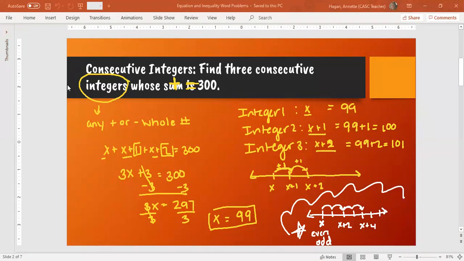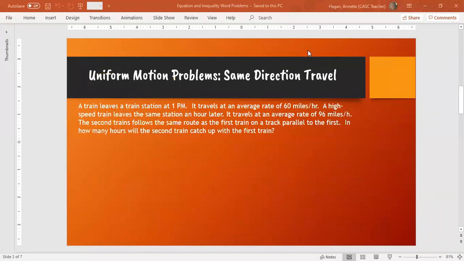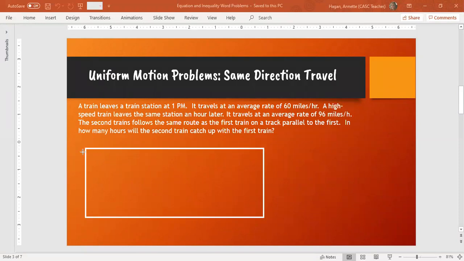So that takes us past consecutive integers, and that brings us into uniform motion problems. Uniform motion problems are always those problems that you'll see on TV where the train, whatever, goes one way or the other. But they're not that bad. I promise you they're not that bad, especially if you make a table, okay? Whenever I do these problems, I always tell students, you're going to make a table to organize your information, and then from there, it's pretty straightforward.